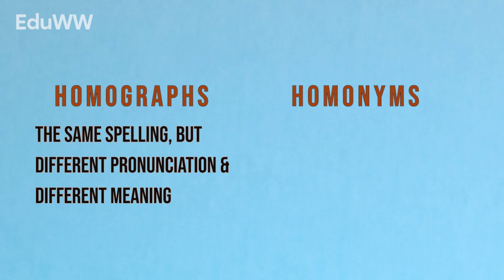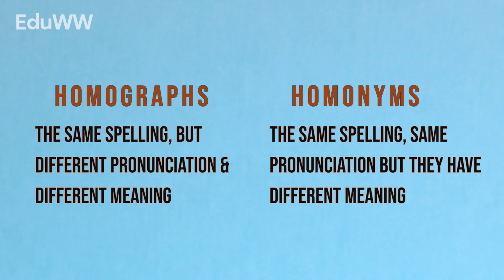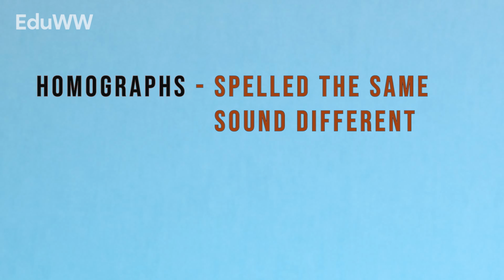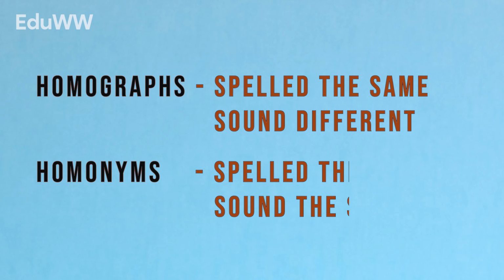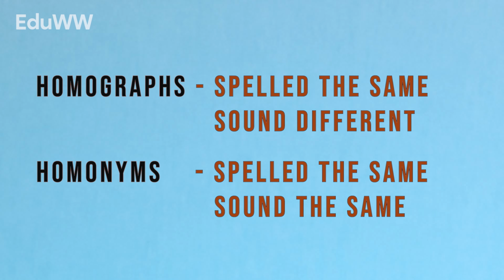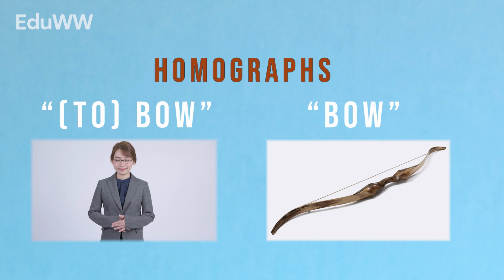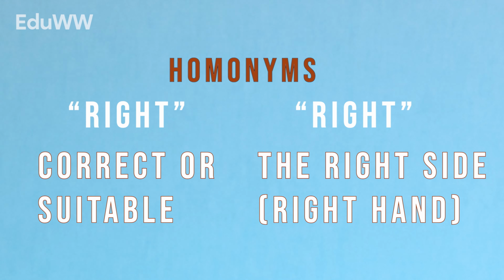Most students mix up homographs and homonyms, and this is because both sets of words look the same and they're spelled the same way. Now, the only difference is that homographs, even though they are spelled the same, sound different, and homonyms, they both look and sound the same. For example, bow and bow. Right and right.